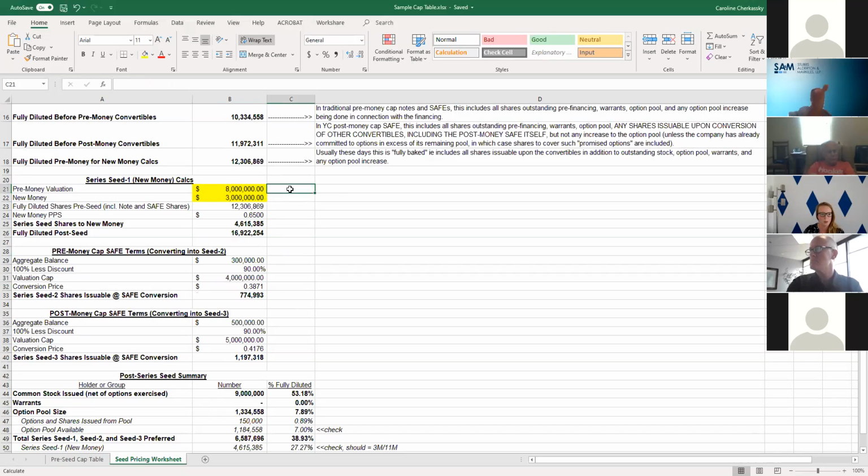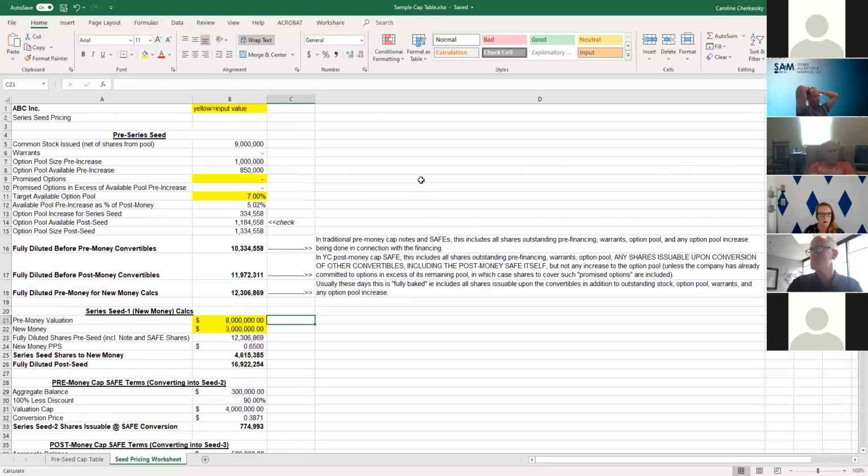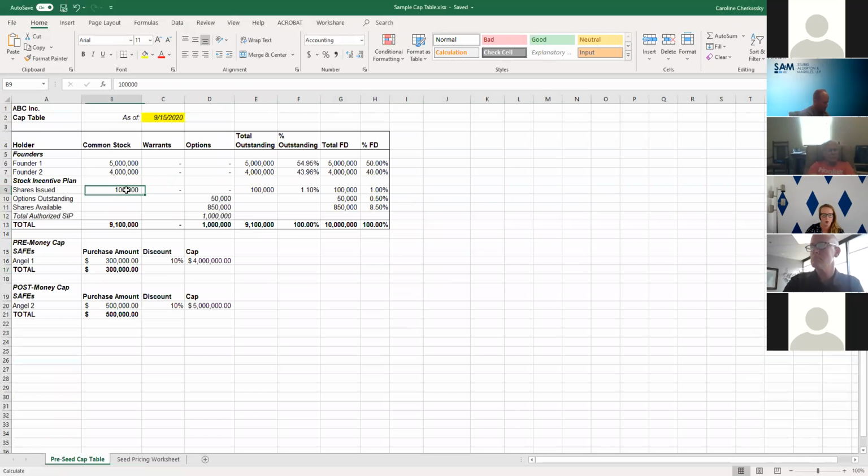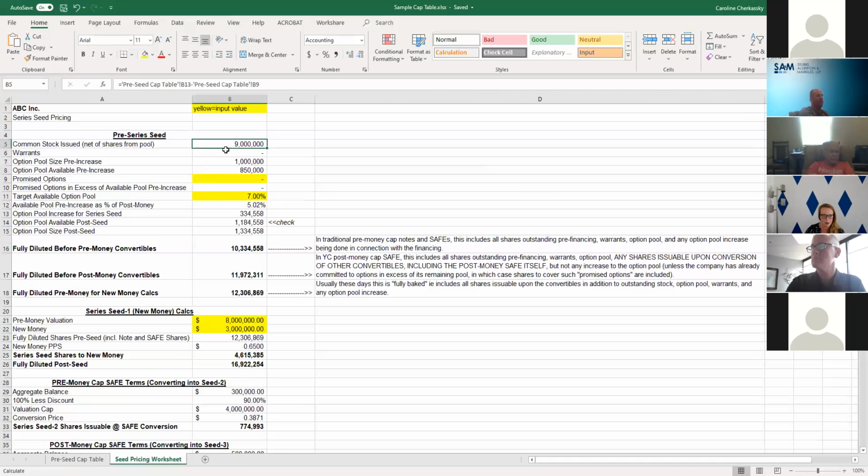Okay, so the important part is to start with assumptions. This is called, just up here we have pre-series seed. These are all tied in this case back to the pre-seed cap table tab. They're just linked back there. Total common stock held by founders. It's important to net out any shares. In this case, for instance, we have 100,000 shares issued from the stock incentive plan. Maybe they were stock purchase rights, maybe they were an option that was exercised. In any case, they're outstanding common shares, but we do not want to count them here because they're being counted as part of the plan. So they're netted out here.